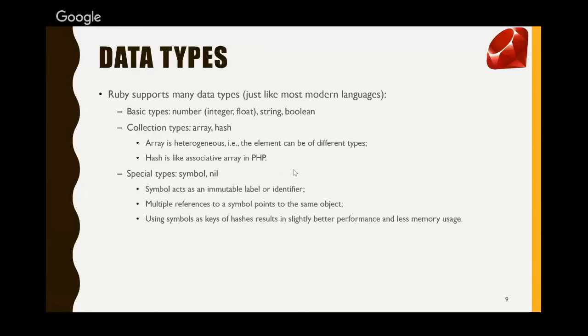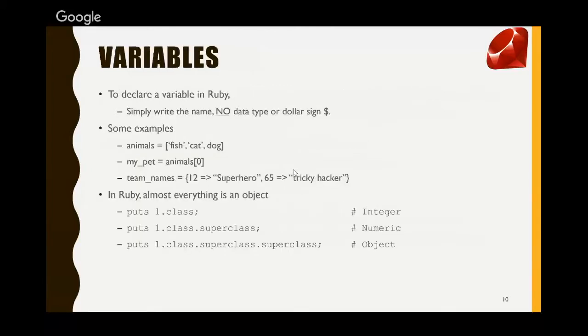They also have the symbol and the nil value. A symbol is like an immutable label. You may not be using that usually. It's kind of related to reference types, but maybe that's not important here.